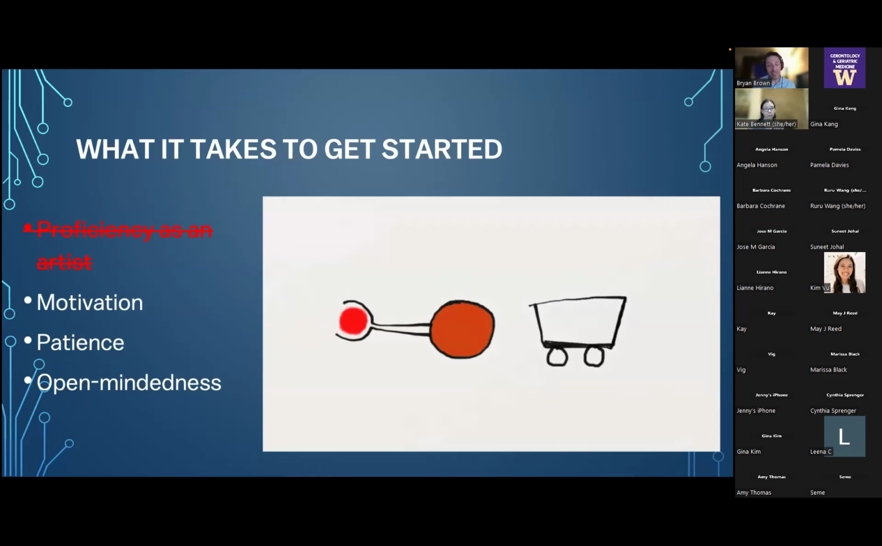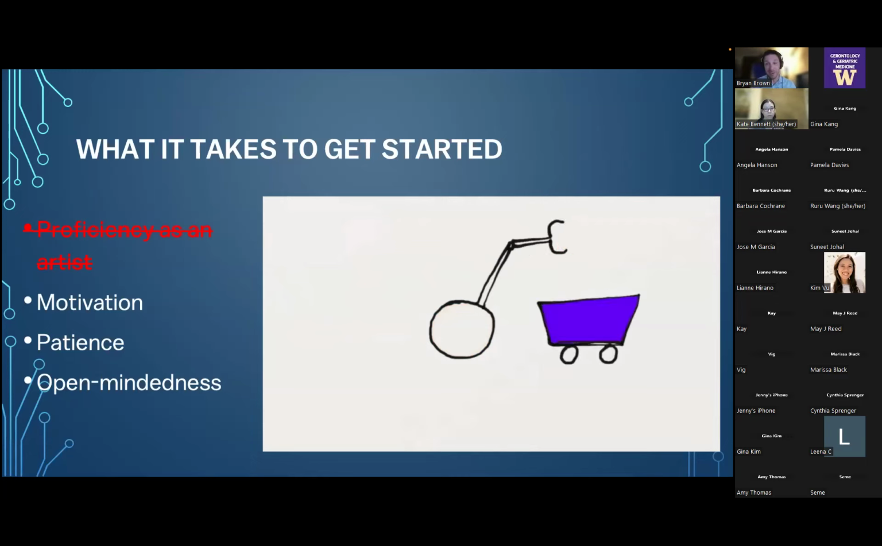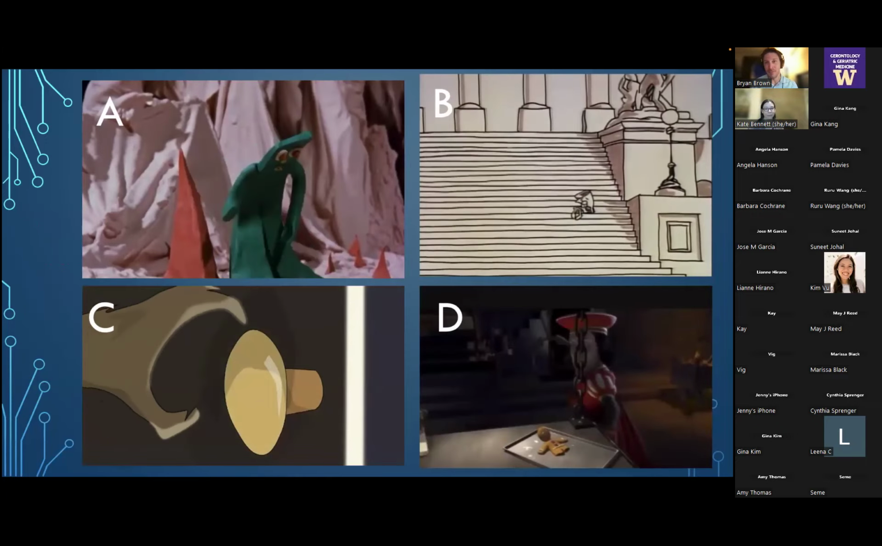So what it takes to get started in animation: it does not require proficiency as an artist. There are a lot of ways in, just with motivation, patience, and open-mindedness. I personally fell in love with it as a thing in my spare time too. But I think there are definitely ways to incorporate it.